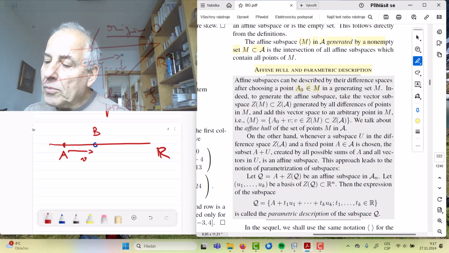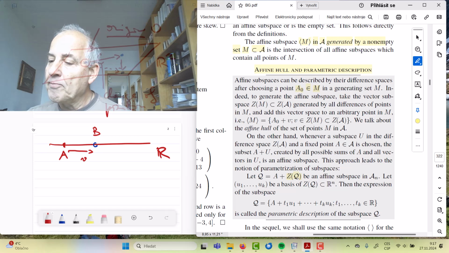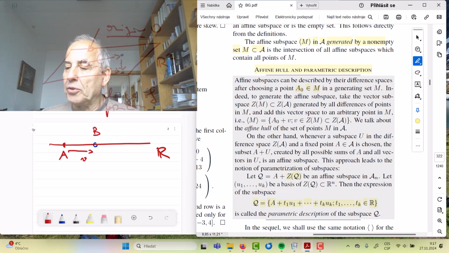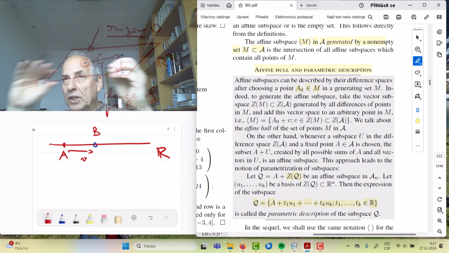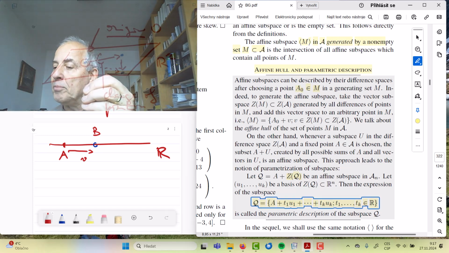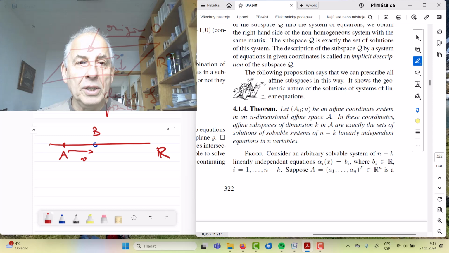And of course, if we take a basis of this computed difference space, then we can write the subspace Q in a form which is called a parametric description. And it's just like we saw with the general coordinates. Now any of the points there could be taken as an origin of the subspace, and we simply add the linear combinations, right?